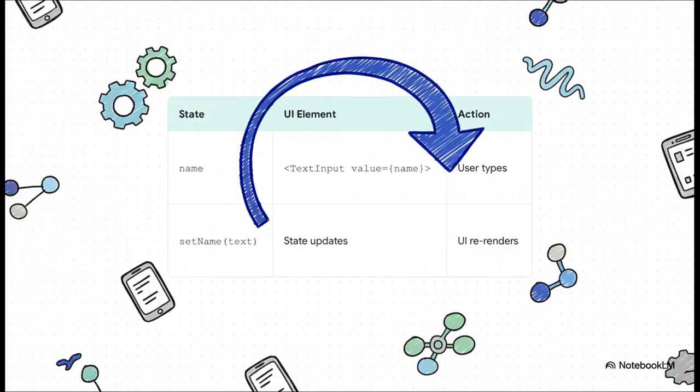And this little table here, this shows the magic loop. Check it out. The user types something into the UI. That action immediately triggers a function that updates our named state. As soon as React sees that state change, it re-renders the component, and the text input now displays the new value from the state. It's this perfect continuous circle where the state is always driving what the user sees.